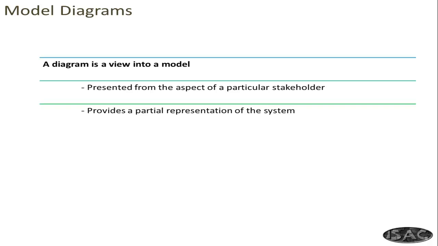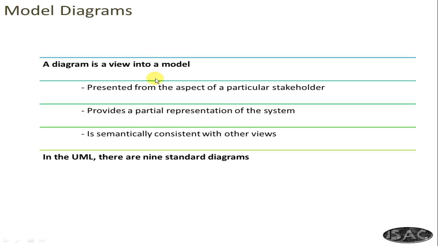Now we will discuss model diagrams. As we know, a diagram is a view into a model presented from the aspect of a particular stakeholder. It provides a partial representation of the system because it is only one aspect of the system, not the complete system itself. It is semantically consistent with other views, because using all the views it can do that. And the most important thing is that UML has 9 standard diagrams.